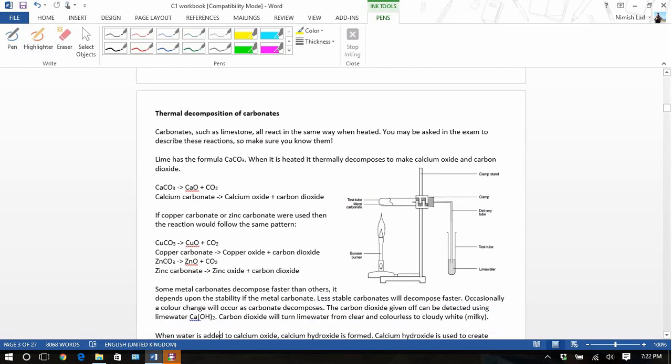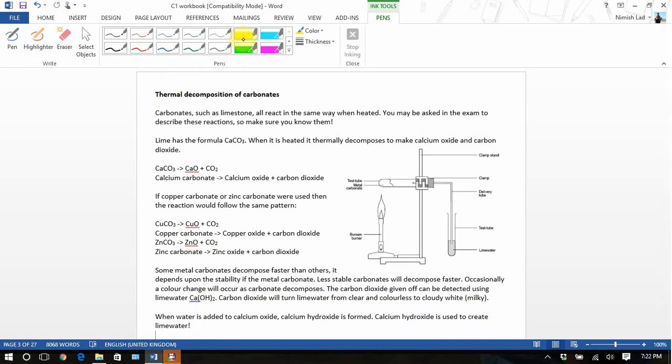So when we have these rocks like calcium carbonate, i.e. limestone, okay, we can do a process called thermal decomposition. All carbonates, such as calcium carbonate, limestone, when heated, react in the same way. It can be any metal in this process. So I've done calcium, copper, zinc in this, but it can be any metal carbonate. So that should say limestone, so there is a small mistake there. Limestone has a formula CaCO3. When it's heated, it thermally decomposes to make calcium oxide and calcium dioxide. Okay, let me just make that correction there. Sorry.